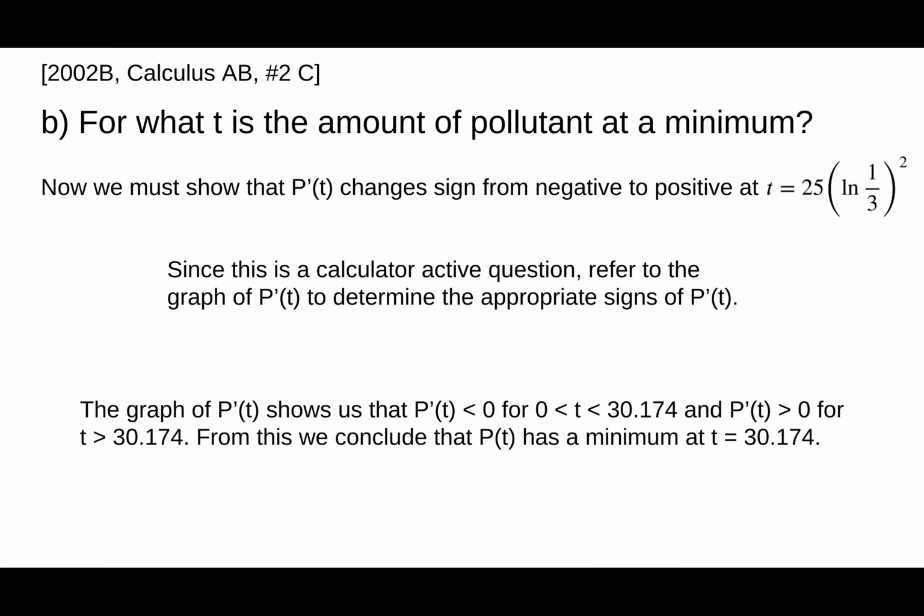But if we do this and we graph p prime of t, we'll be able to tell that p prime of t is less than 0 when t is less than 30.174, and p prime of t is greater than 0 for t greater than 30.174. And from this, we can conclude that it is in fact a minimum. P of t is at a minimum when t is equal to 30.174 days.